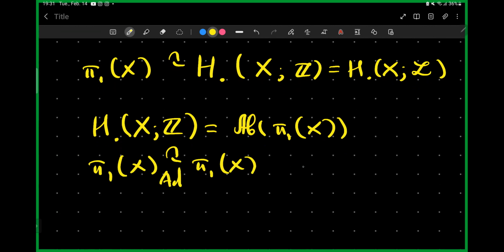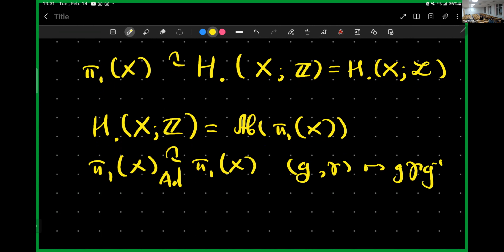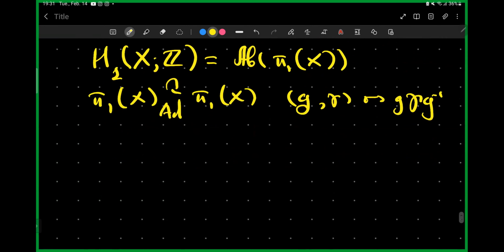So g gamma is mapped to g gamma g minus 1. So this clearly shows that the action on the first homology group is trivial, because we take the abelianization, and in the commutator this action is trivial.